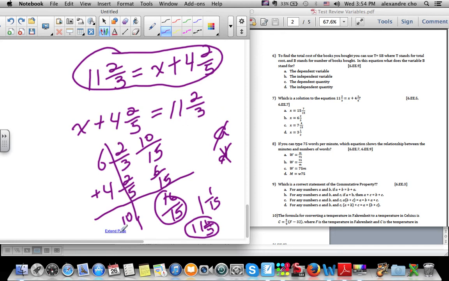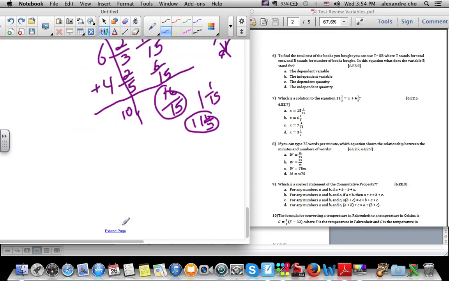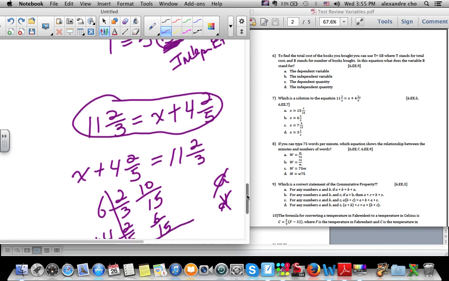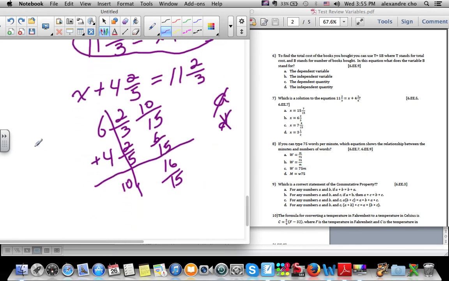So let's try C, I'm sorry. Letter C says add 7 and 4/15 plus 4 and 2/5. Let's see if that gives me 11 and 2/3.